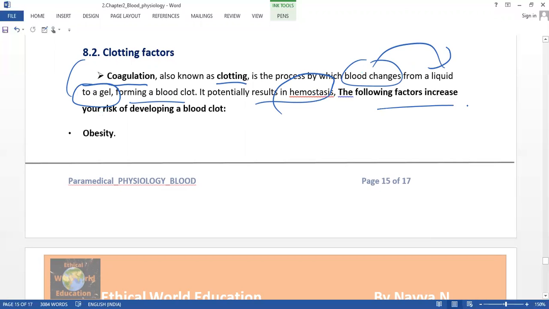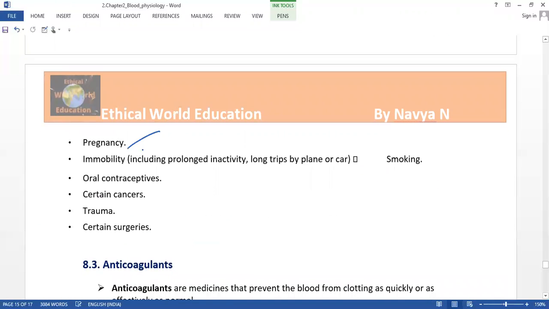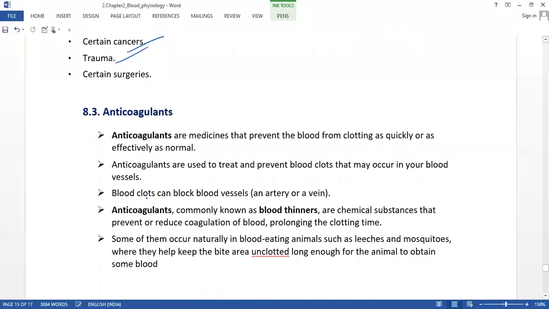The following factors increase the risk of developing a blood clot: obesity, the main one, pregnancy, immobility, oral contraceptives, certain cancers, trauma, and certain surgeries. Smoking is also involved.